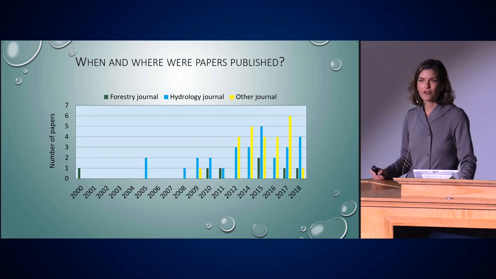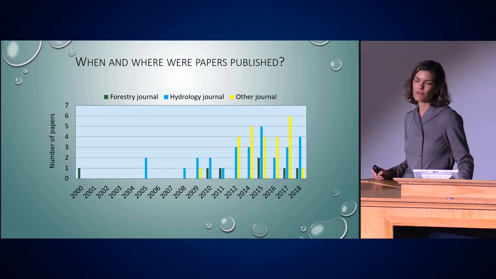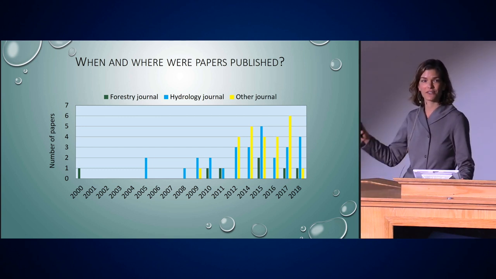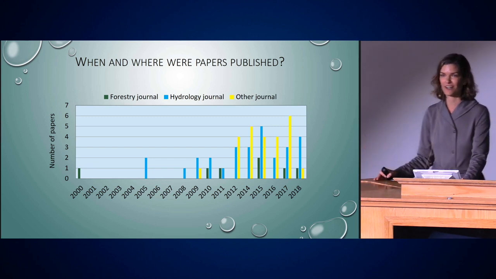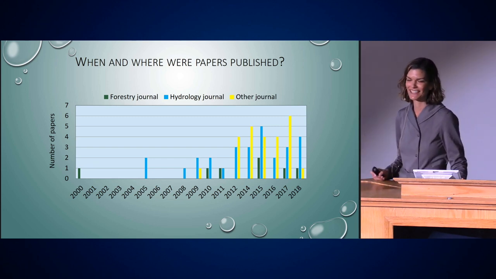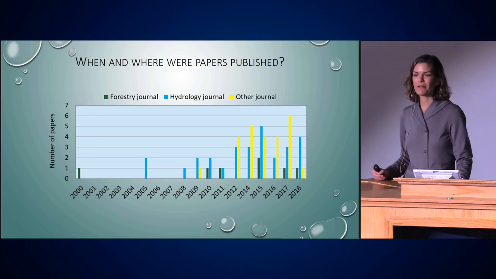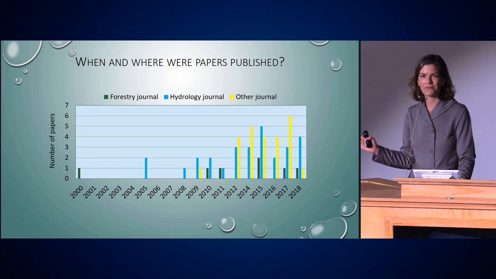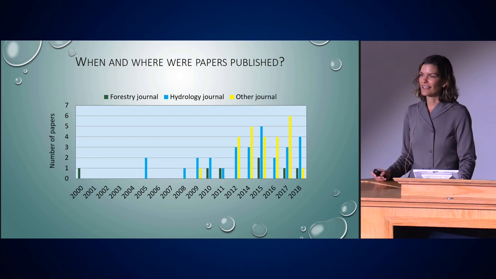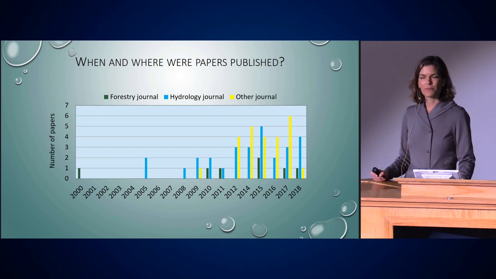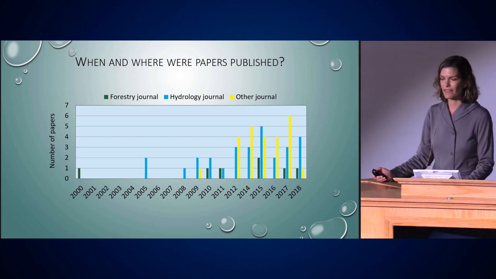So my first question, when and where were they published? I did find out that the years up until about 2009, I referred to those as the years when we had everything figured out and forests and watersheds were behaving as we thought they would. There started to be a lot more papers in 2012, and that's continuing now. Another thing I want to mention is that the forestry journals have only had one or two papers per year on this topic, while the hydrology journals and the cross-disciplinary journals, including ecohydrology, they're the ones that have really picked up on this.